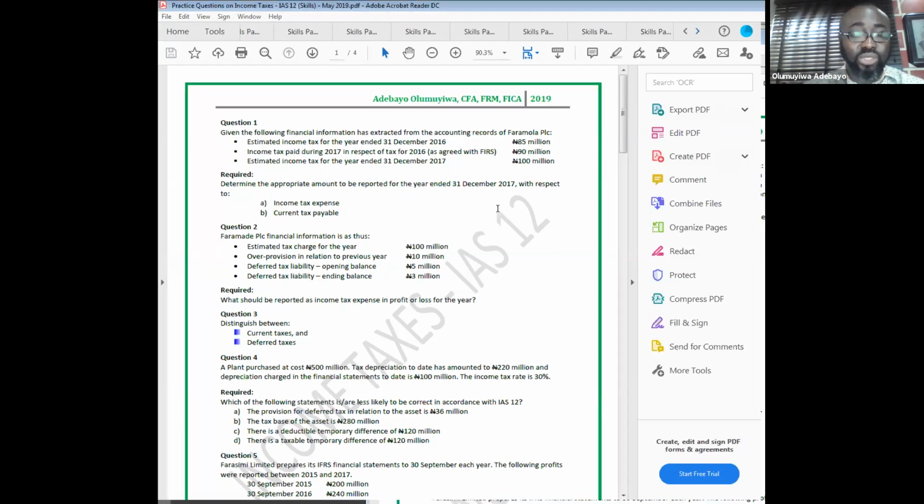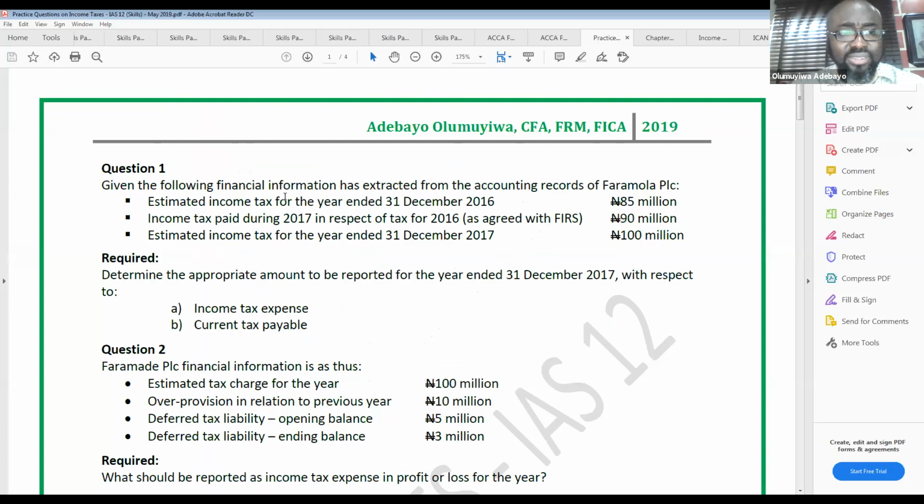Now, can we read the question? Question 1 says, given the following financial information as extracted from the accounting record of Farmola PLC, estimated income tax for the year ended at 4 December 2016 was 85 million. Income tax paid during 2017 in respect of tax for 2016, as agreed with FRS, stood at 90 million. Estimated income tax for the year ended at 4 December 2017 stood at 100 million.